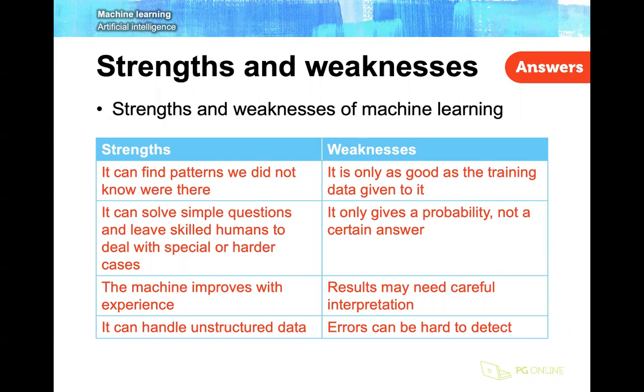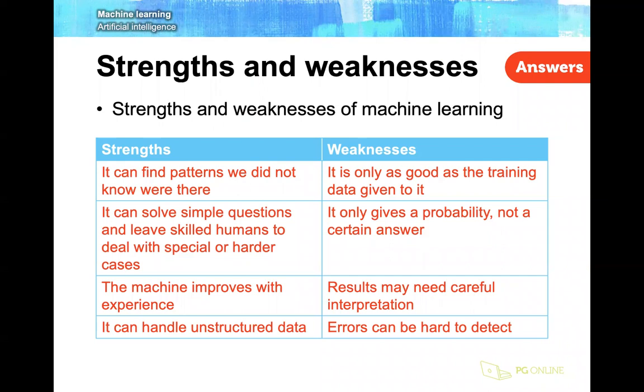Second one, it can solve simple questions and leave skilled humans to deal with the special or harder cases. So there's some that are really, really hard. So alligator and crocodile, they're hard, but I'm pretty sure machine learning would get that one. But there's some that are just much more closer. The more closer they are, the more harder it is. Next, the machine improves with experience, and finally, it can handle unstructured data. The weakness is it's only as good as the training data given to it.